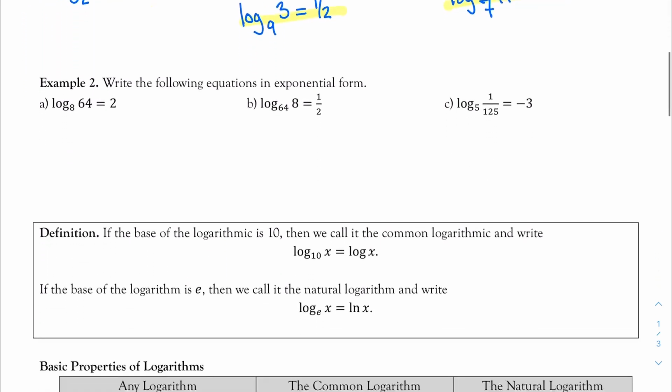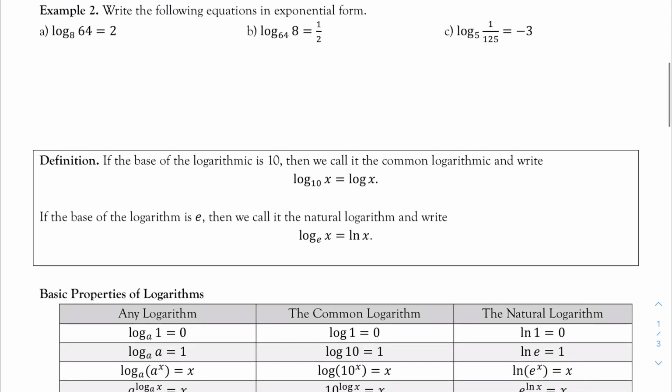Now let's look at example 2. This time I have it in logarithmic form. Can you write it in exponential form? So for part A, I have log base 8 of 64 is equal to 2. Once again, I like identifying my base. Here I have log base 8. So I know it should be 8 to some power. Well, remember, whatever was by itself in my logarithm, that's going to become my power, and I'm left with 8 squared is equal to 64.